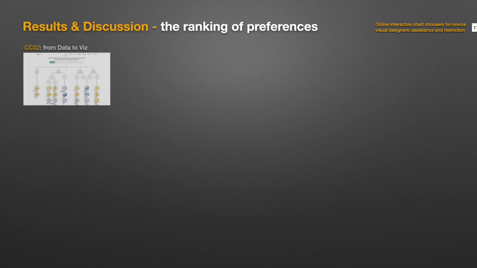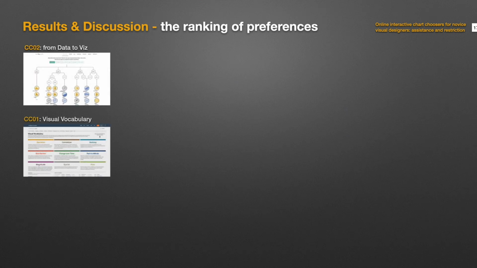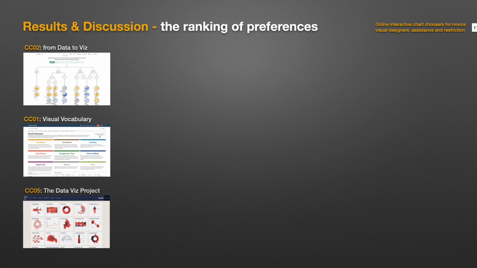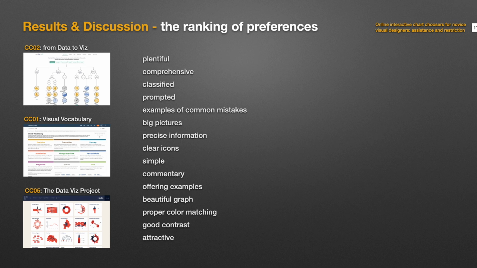In the ranking of preferences, the top 1 is CC02, the top 2 is CC01, the top 3 is CC05. Participants in the interview described the advantages of the top 1, which are plentiful, comprehensive, classified, prompted, precise information, beautiful graph, and so on. There are 11 terms related to practicality and 4 related to aesthetics.